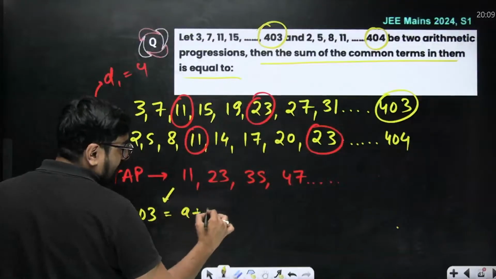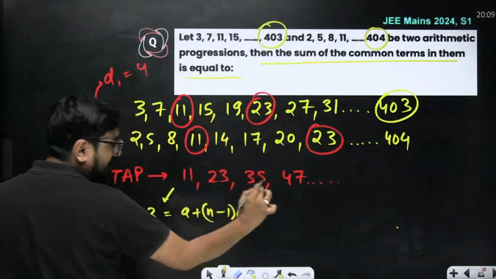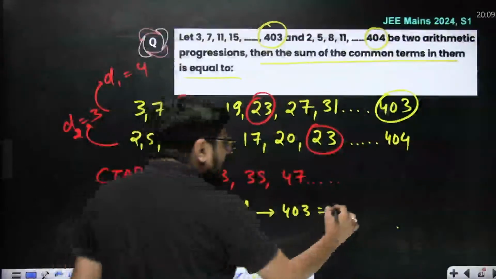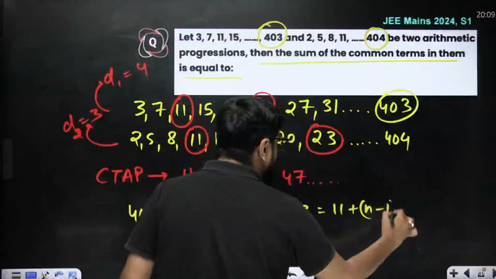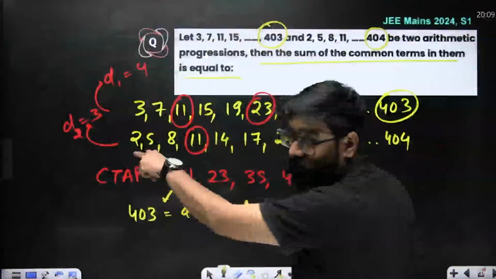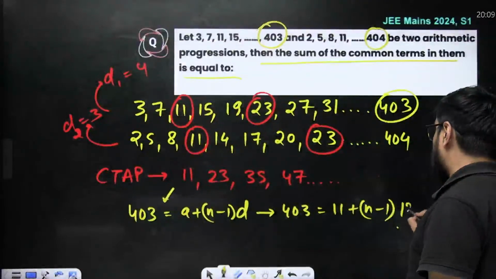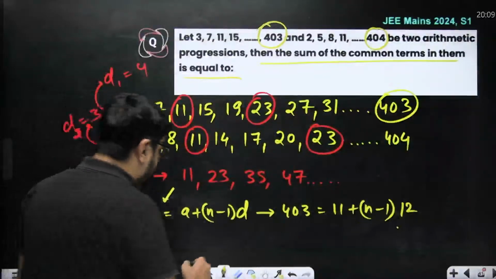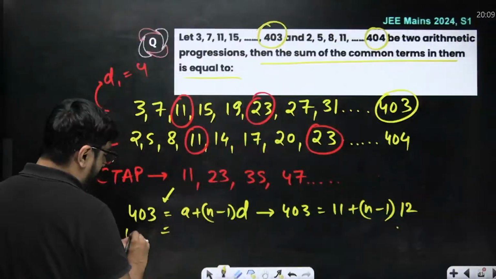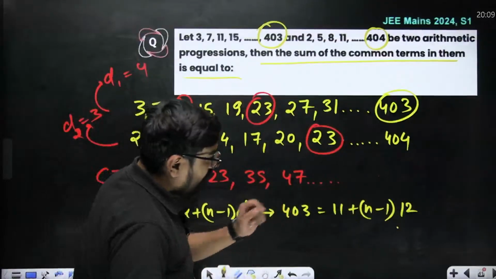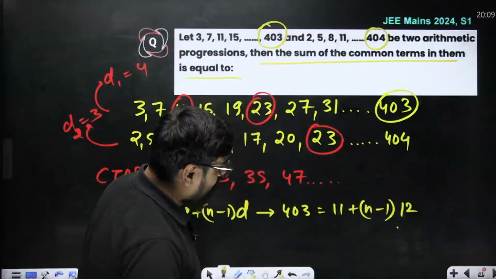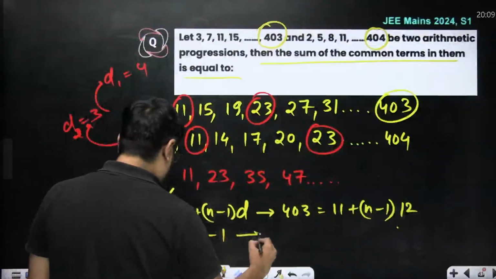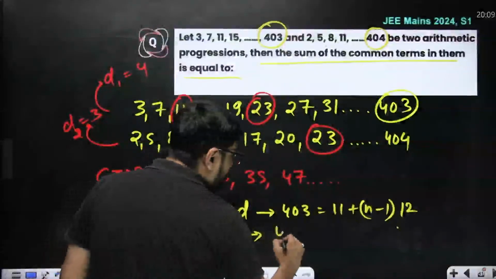a plus n minus 1 into d. We have a and d both, right? So I'm going to write 403 equals 11 plus n minus 1 into the difference, which is 12, the LCM of 4 and 3. I'll solve this and see what n is. 403 equals 11 minus 12, that means minus 1, plus 12n. And from here I get n equals 404 divided by 12.